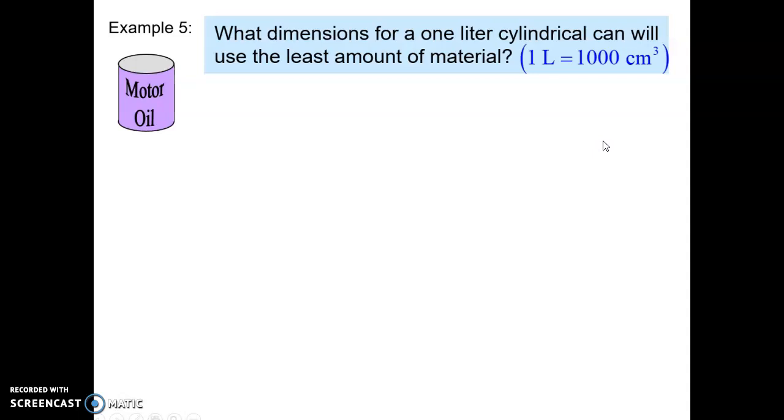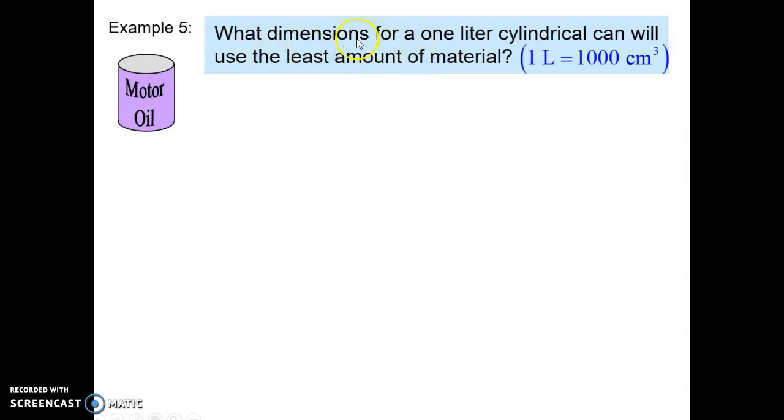Okay, what dimensions for a 1-liter cylindrical can will use the least amount of material? Again, let me go through a couple things that we know here. Remember with related rates, in our problem, we always had a rate somewhere. We had a rate of change. We could see it from its units. Notice there's no units like that here.